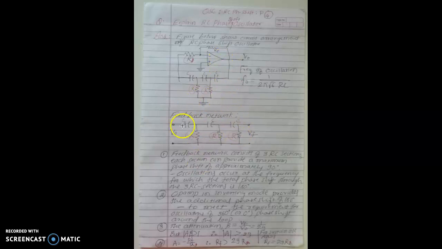To this feedback network we are feeding the output at the input side. The input is the output voltage of the amplifier. The output of the amplifier becomes the input to the feedback network, and the output of the feedback network is VF. So let us see how it operates.